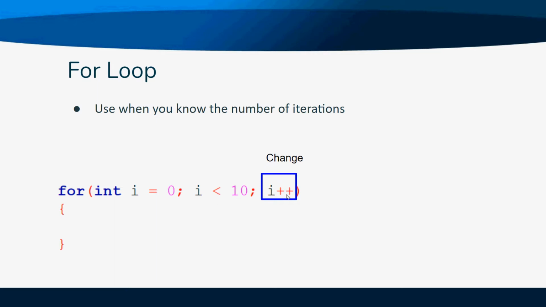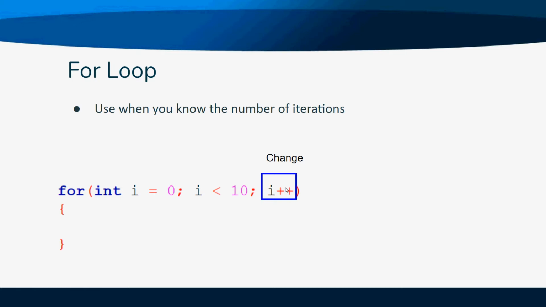Now the change doesn't always have to be by ones. You could say i plus equals 2. In that case, if we were to have the same for loop with i plus equals 2, it would only execute 5 times because it would count 0, 2, 4, 6, 8. And so it's not going to go up by ones.